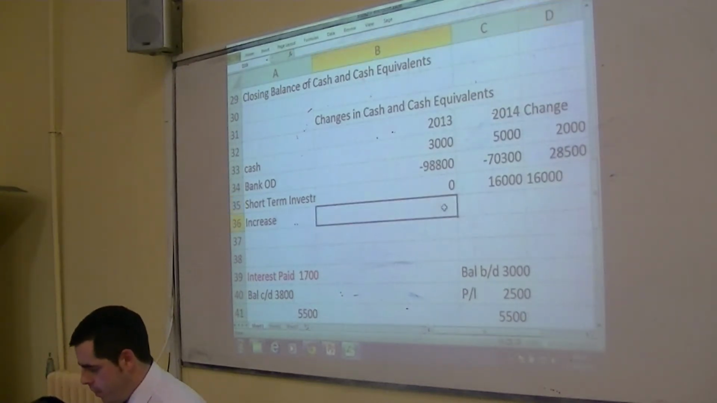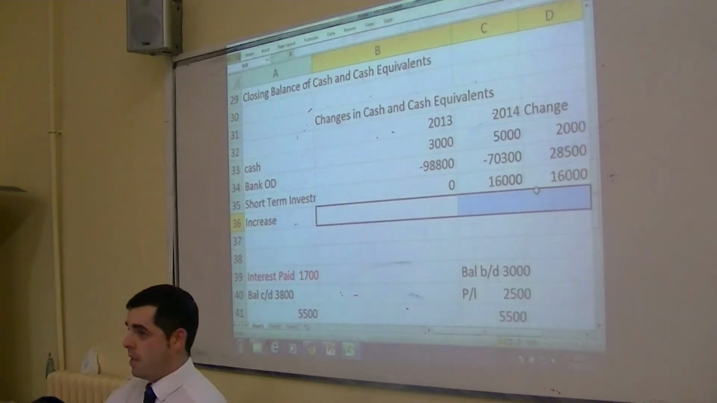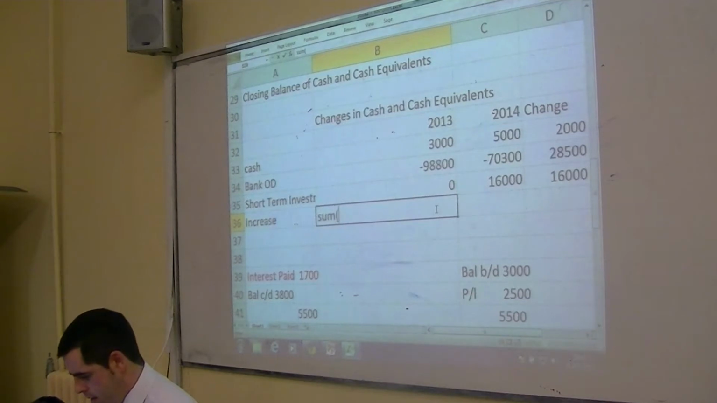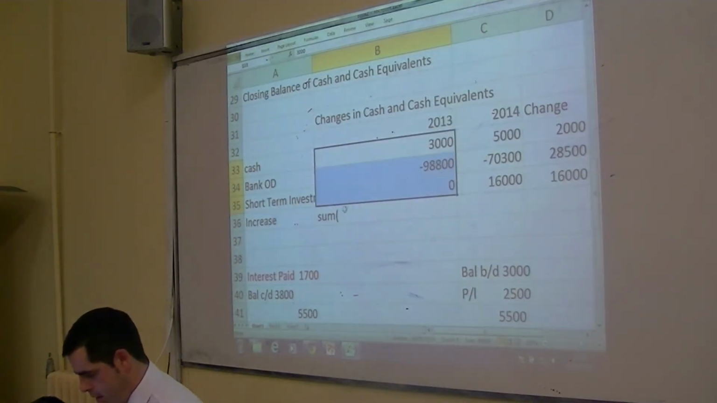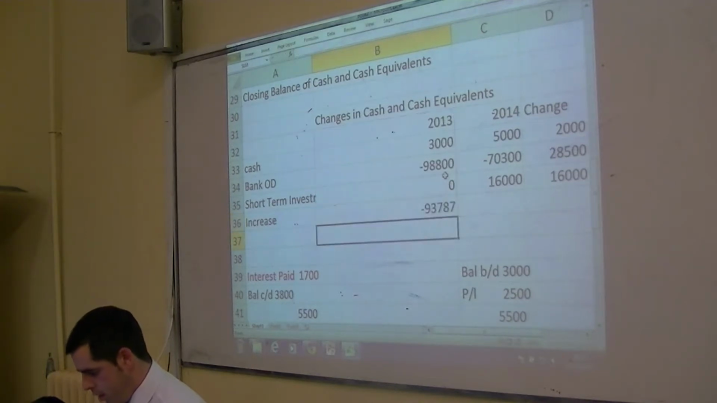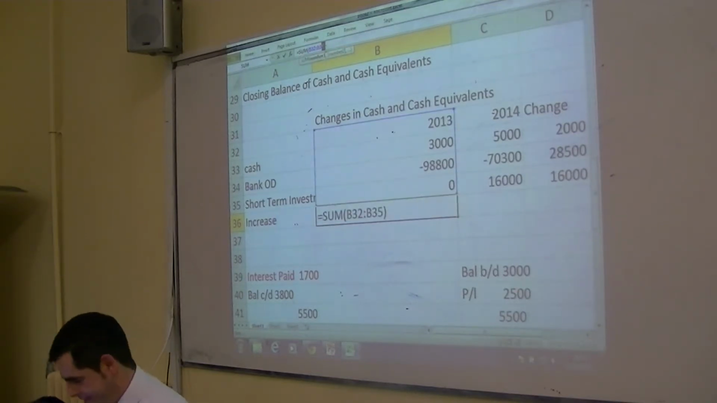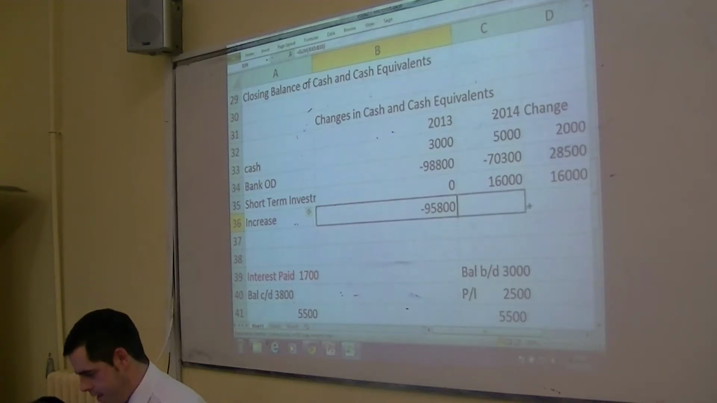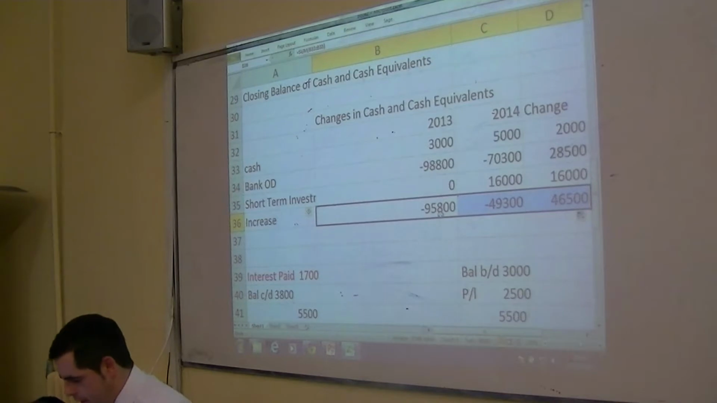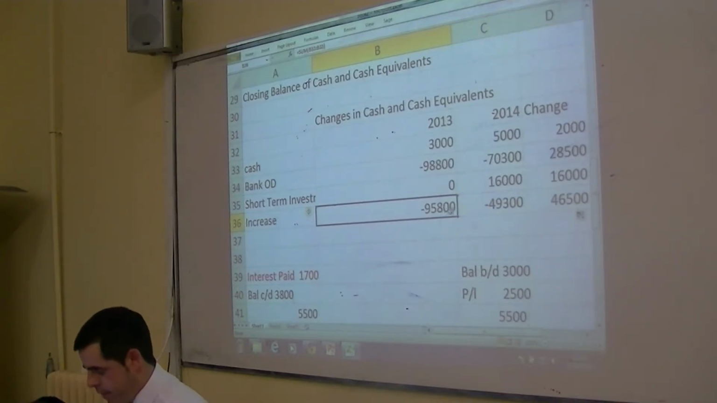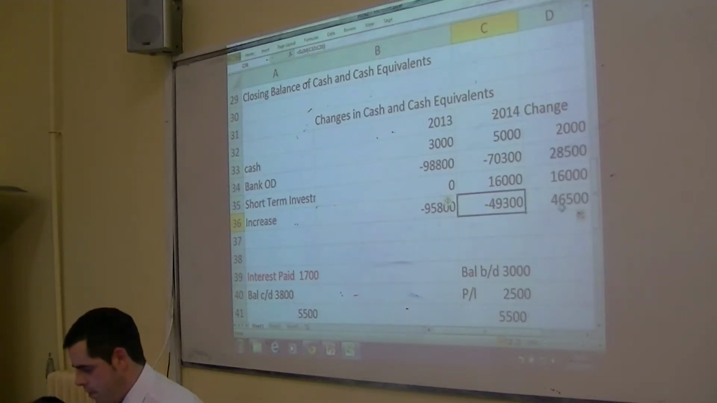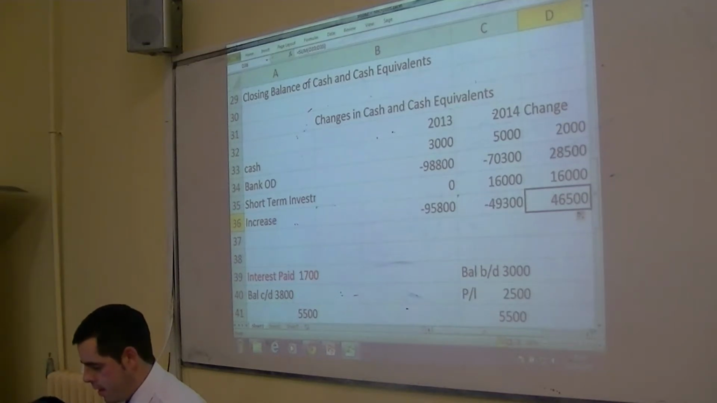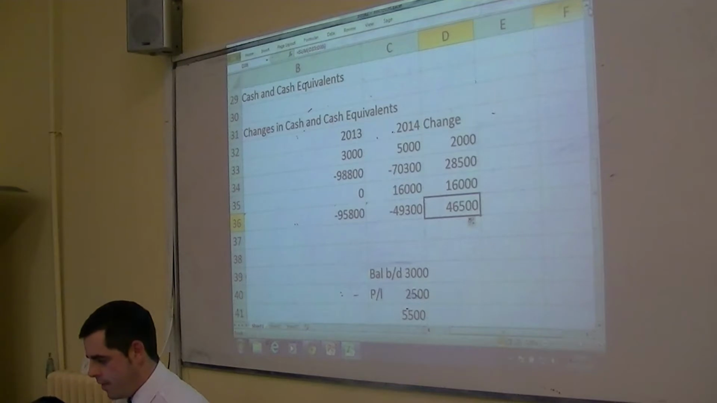So what I advise and what we do is we total each column, 2013, 2014, because we'll be using those figures at the end of the cash flow statement. It doesn't seem to add up, right? So we've negative 95,800 at the end of 2013, or 2014, 49,300. So overall, the change was a positive 46,500. Does that match up to what we had already? 46,500, and if you go up to our cash flow statement, yeah.